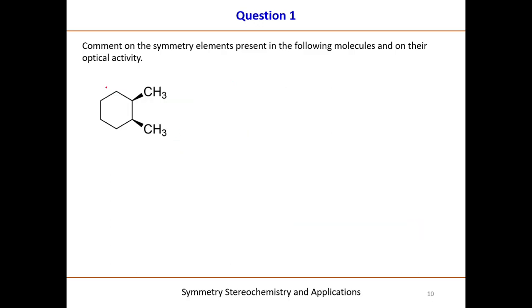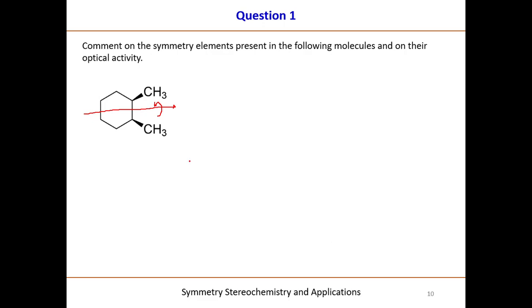So here the next example is 1,2 dimethyl cyclohexane, cis 1,2 dimethyl cyclohexane, because both the CH3 groups are on the front side. So we'll find out the symmetry here. If I pass the axis of rotation here, what will happen? Both the CH3 groups will go backside. Correct? Both the CH3 groups will go backside.